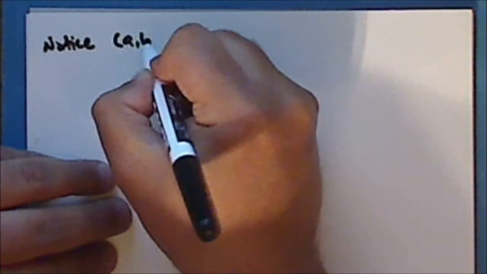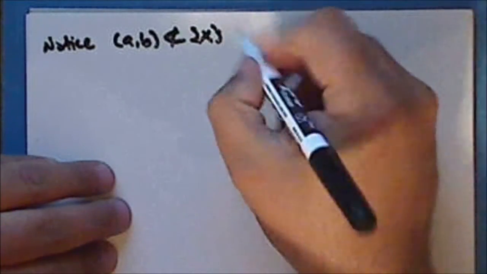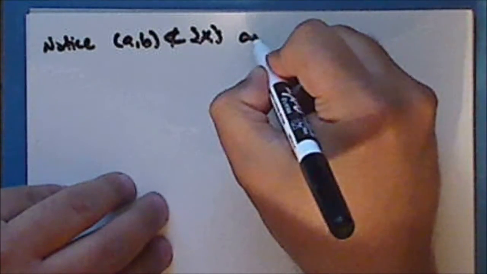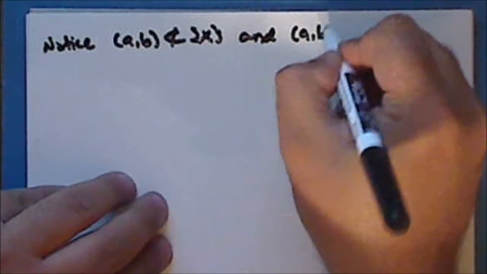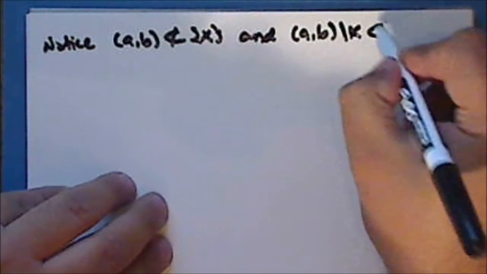So notice that the open interval from A to B is not contained in the singleton containing the point X, and the relative complement of the set K in the open interval from A to B is not contained in the singleton containing the point X.